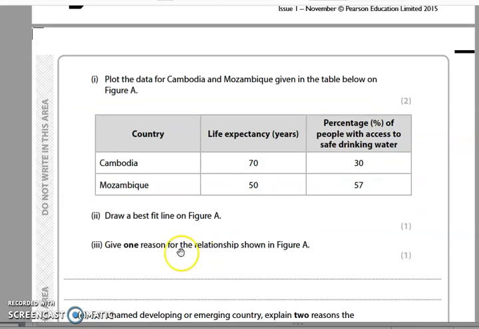And then next, give one reason for the relationship shown in figure A. Well, the relationship is as safe water increases, so does life expectancy. So just give one reason. It's only worth 1 mark, so it's a very quick answer.